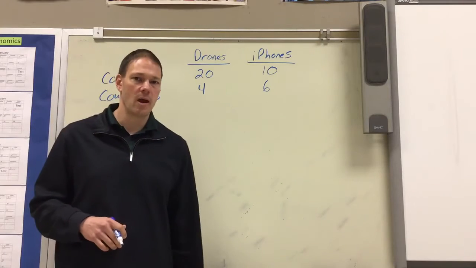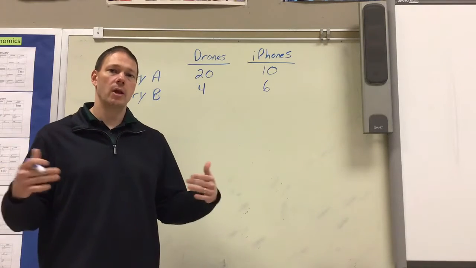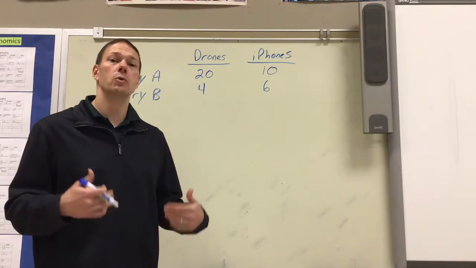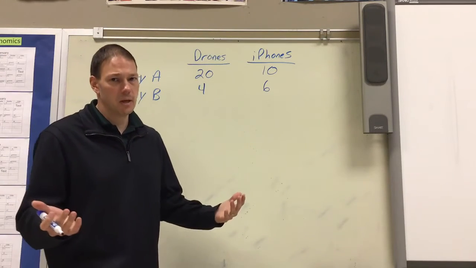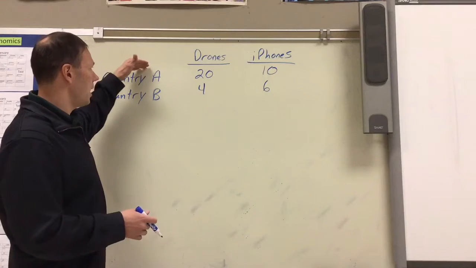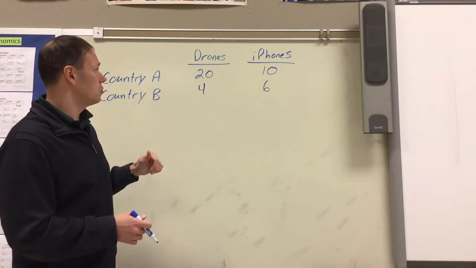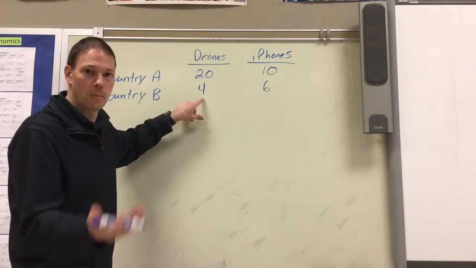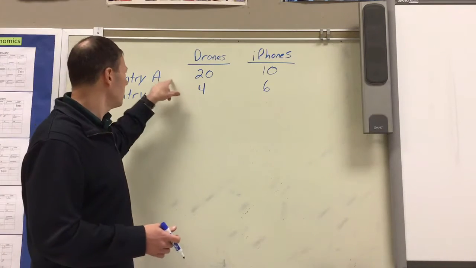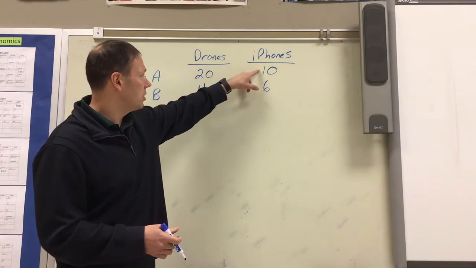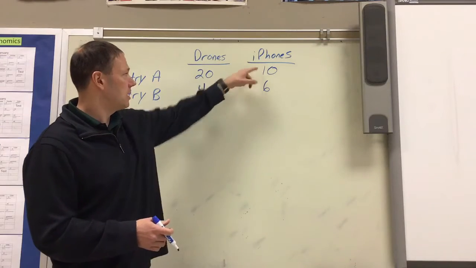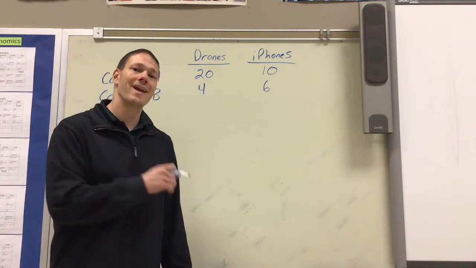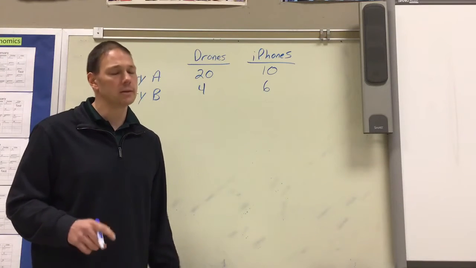So the two concepts we've got, of course, are absolute advantage and comparative advantage. Absolute advantage, remember, is very simple. It's who does it better. Well, this is going to be an easy one, right? So country A has the absolute advantage in drones because they make 20 drones versus country B's 4 drones. They're better at making drones. And country A also has the absolute advantage in iPhones because, as you can see, they can make 10 iPhones, whereas country B can only make 6 iPhones. So country A has the absolute advantage in both products.